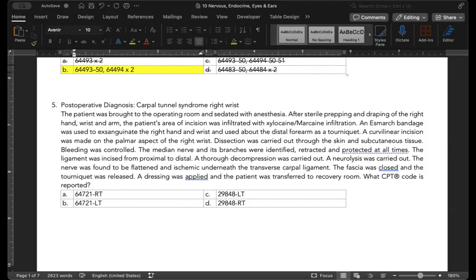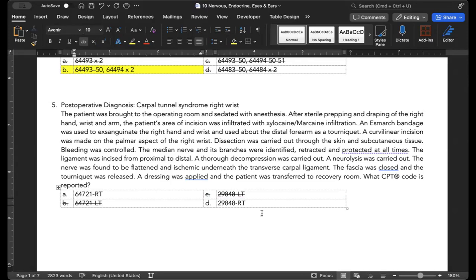So, first and foremost, we can rule out 2 options because we did not perform this on the left wrist. Without even opening our books, we can already rule out 2. Okay, so now we just need to know, do we need 64721 or 29848? Let's go look at the 64721, because we are in the 60,000 series. That's not saying that it's a guarantee that it's always going to be our 60,000 code, but let's go look at that one first.